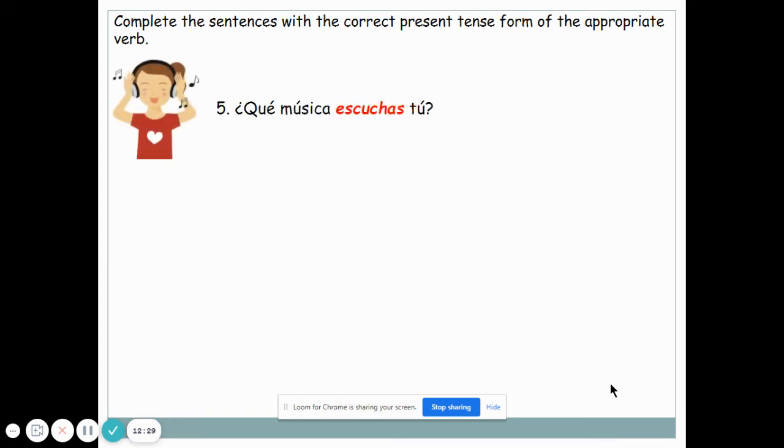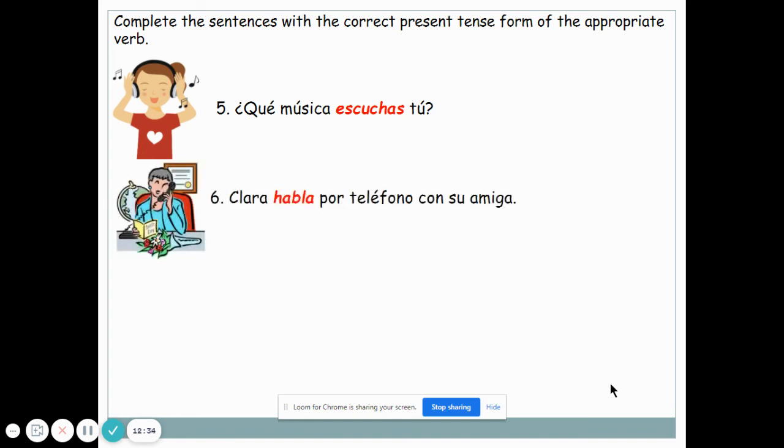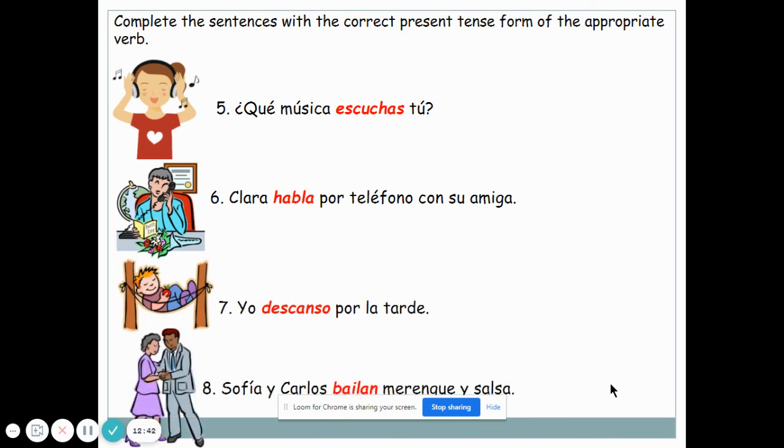These are the answers. ¿Qué música escuchas tú? Clara habla por teléfono con su amiga. Yo descanso por la tarde. Sofía y Carlos bailan merengue y salsa. And that is it.